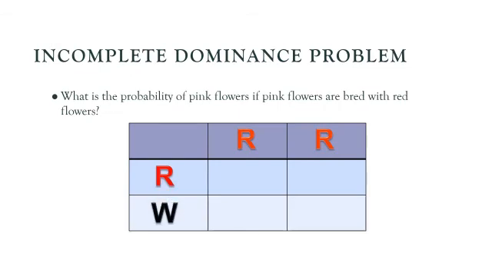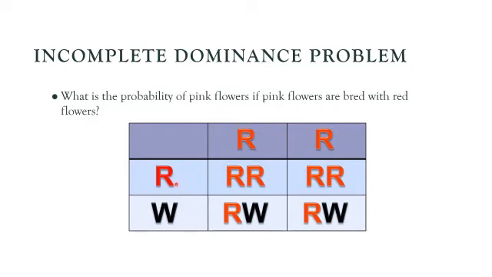But what is the probability of a pink flower if pink flowers are bred with red flowers? So this is the red flower crossed with a pink flower with this genotype RW. So what will be the probability of the pink flowers? In this problem, it is asking about the probability of having pink flowers if one of the parents is red and the other parent is pink. So let us find out how many pink flowers will be produced from this cross of two parents.